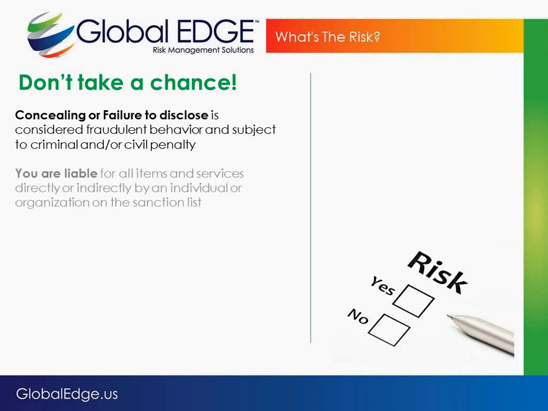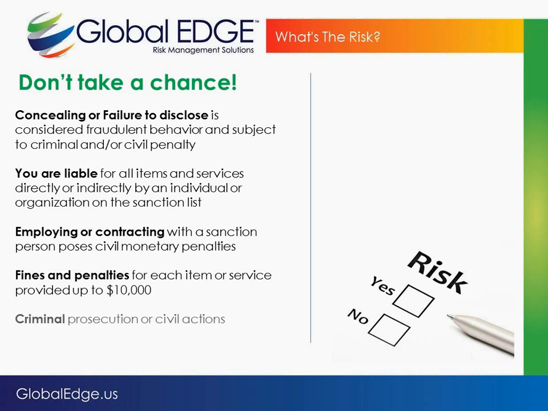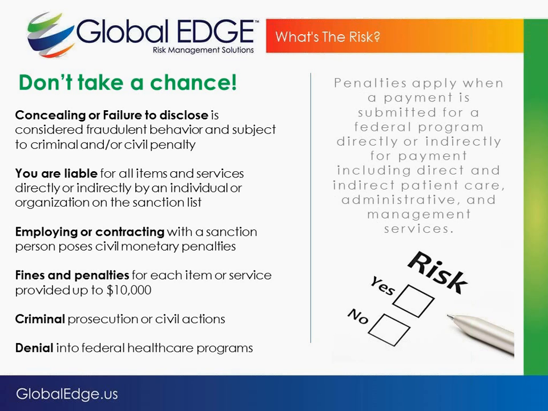So what's the risk if I don't sanction check my suppliers? Most sanctions have a monetary penalty associated with them. A provider can face civil monetary penalties of up to $10,000 per claim submitted to the federal government if the provider knew or should have known the person was excluded.